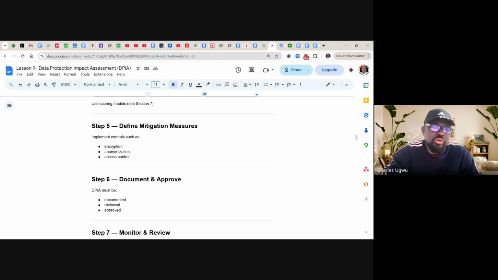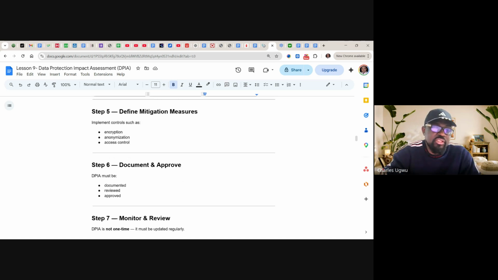Define mitigation, ways to control or reduce the risk. So implement controls such as encryption control, anonymization control, and access control.